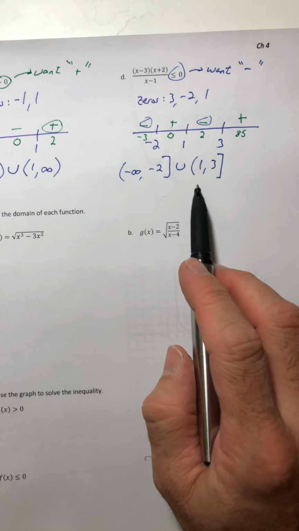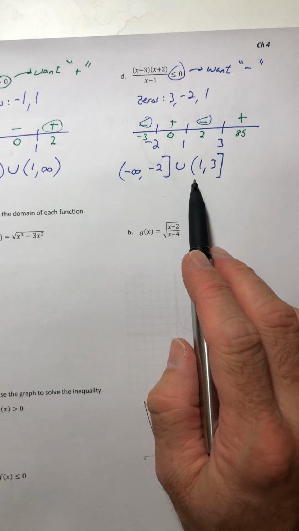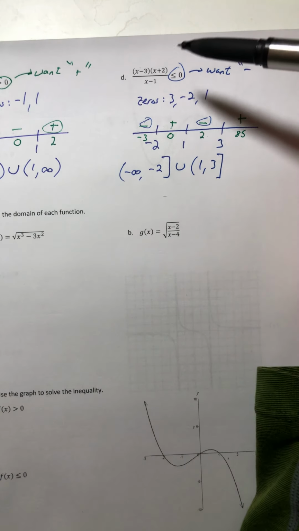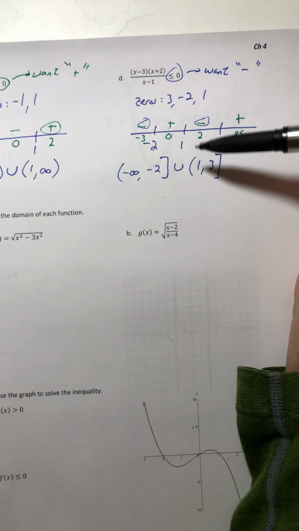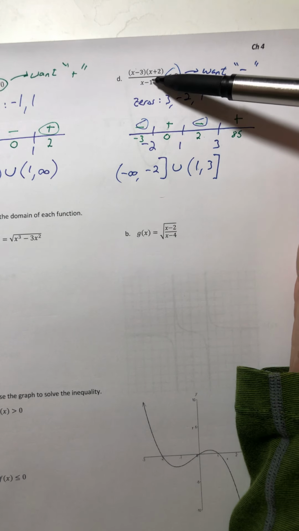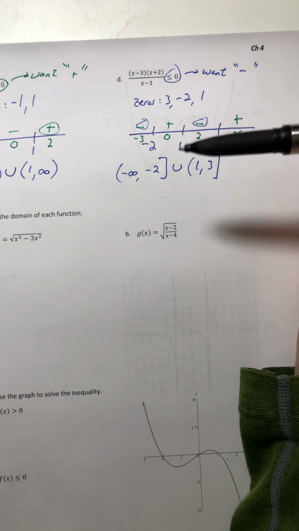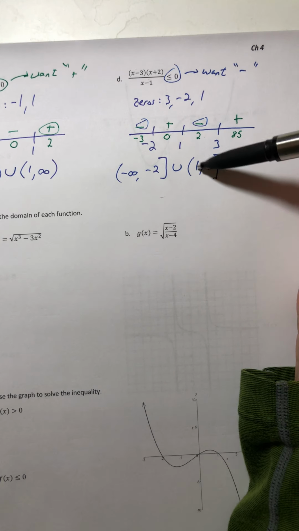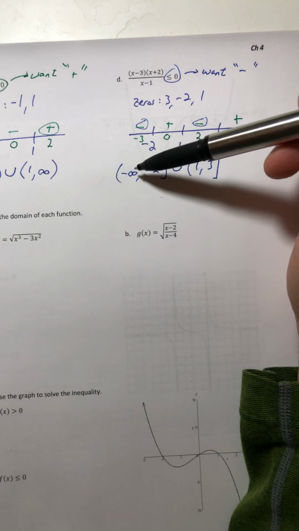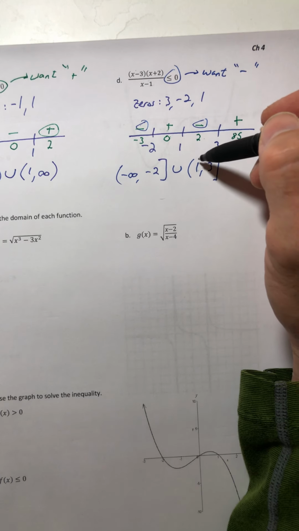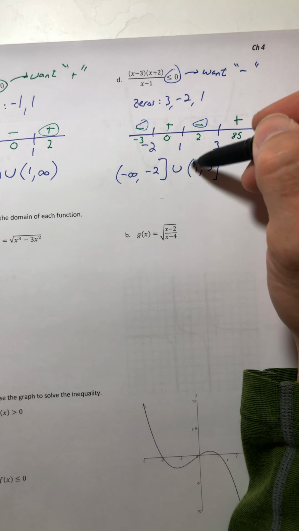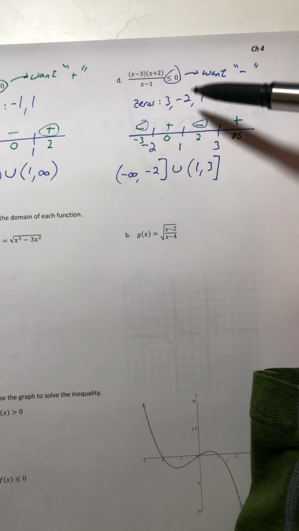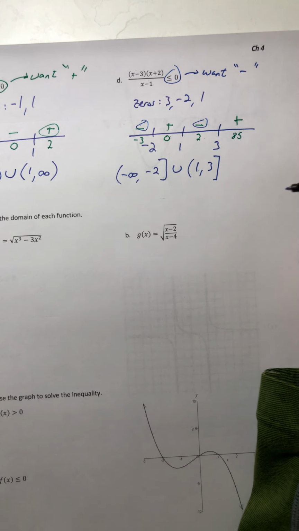Okay, now some of you are going, whoa, wait, he just used a parenthesis on the 1. And I did. That was because the 1, that 0, is coming from the denominator. So you can never include a number that makes the denominator 0. So if the 0 is coming from the denominator and that's in the interval, you're always going to put a parenthesis on it, even if the inequality has an equal bar. So just be careful and aware of that little fact.